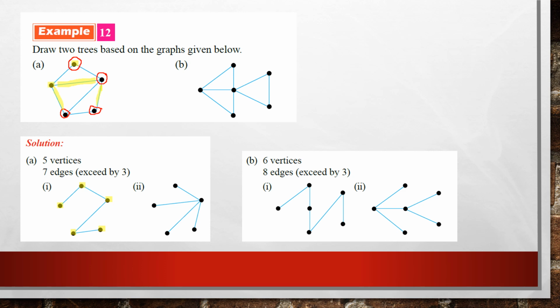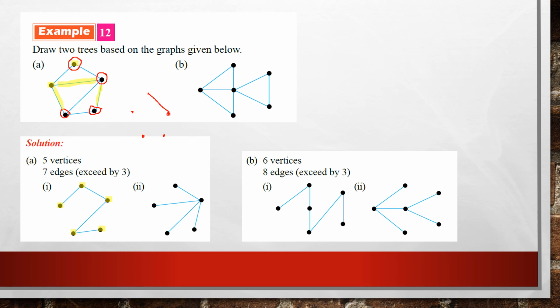So for the other 3, they draw like this. You can draw any way. First what you do, you mark the vertices first. Then only you draw the line. You can draw like this also.